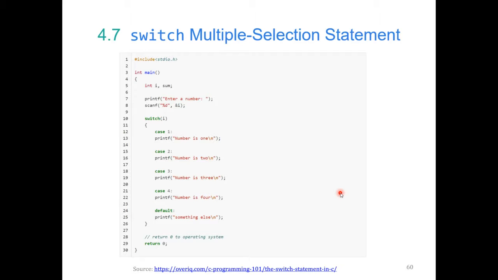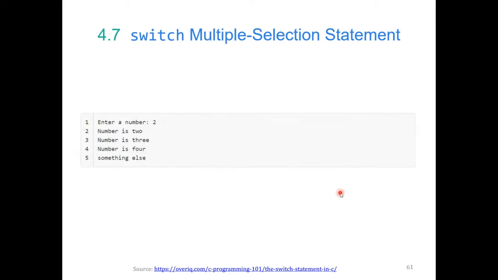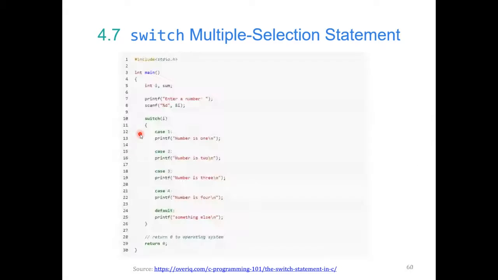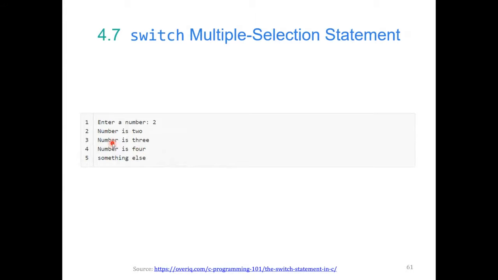Okay, let's look at a demo example. Let's say I enter a number. If I enter 2, now my program will go up here and print number is 2. Now I would want this to exit and just print this statement. But what I observe here is that I see number is 2, but then I also see number is 3, number is 4, and then something else as well.